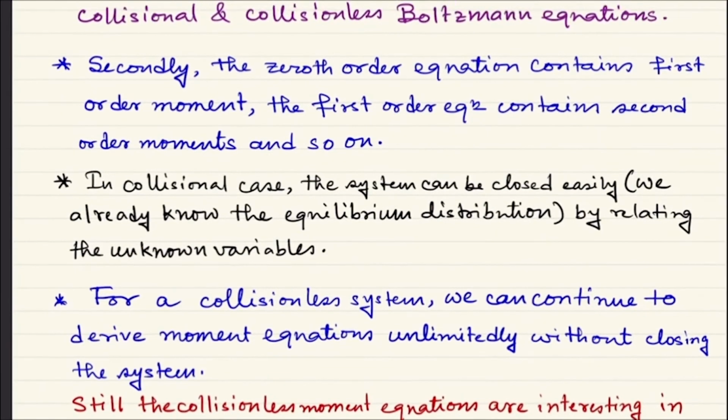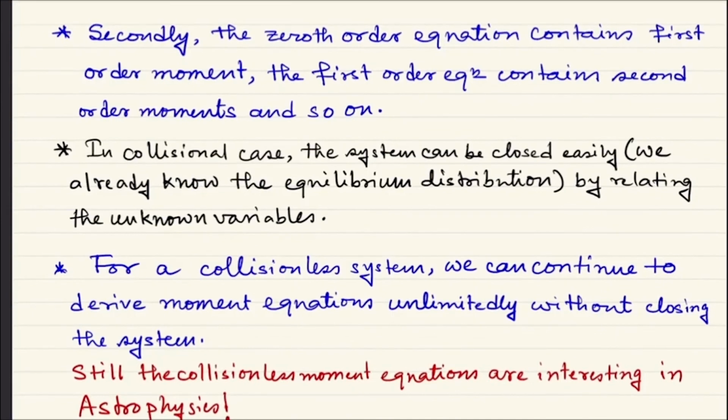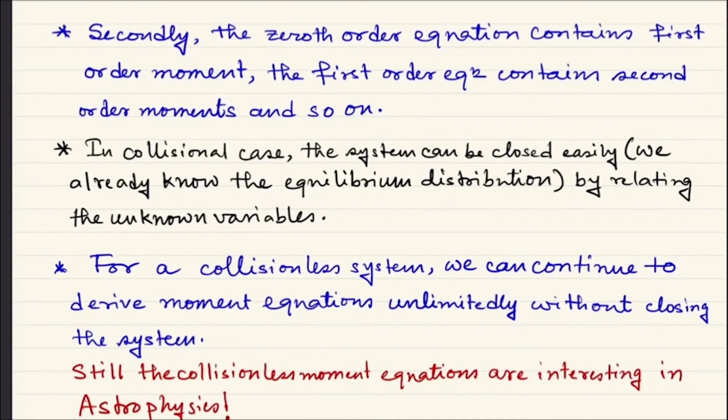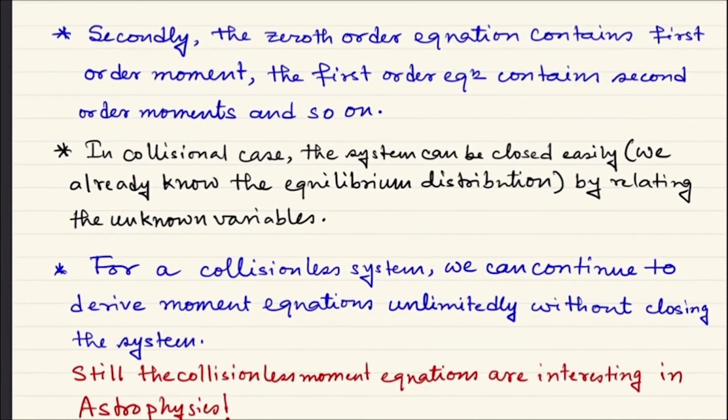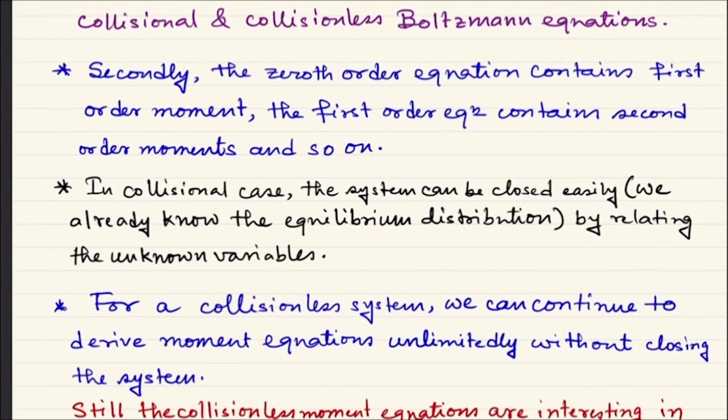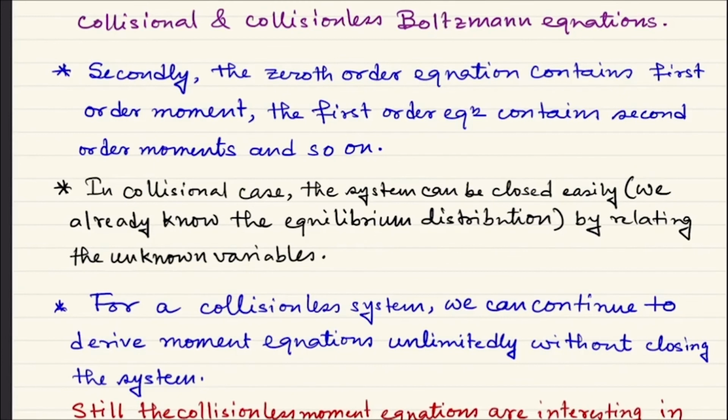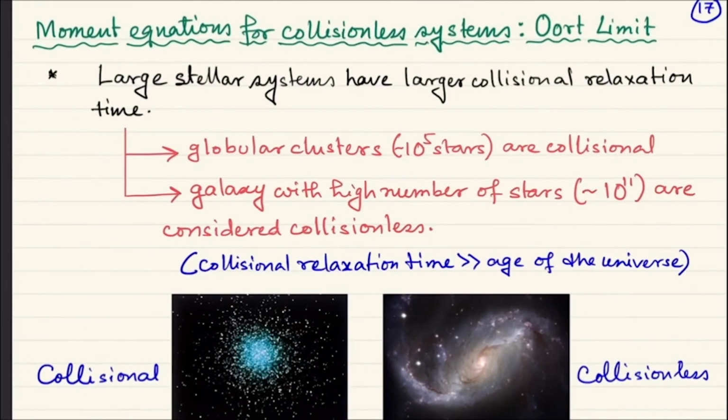Still, after all these things, there is good news. And what is that good news? Even for collisionless systems, the collisionless moment equations are of very great interest in astrophysics. And we are talking in the framework of astrophysics, so we will discuss all these things. That is the theme of what we call the Wood limit, which we will do in the next lecture.